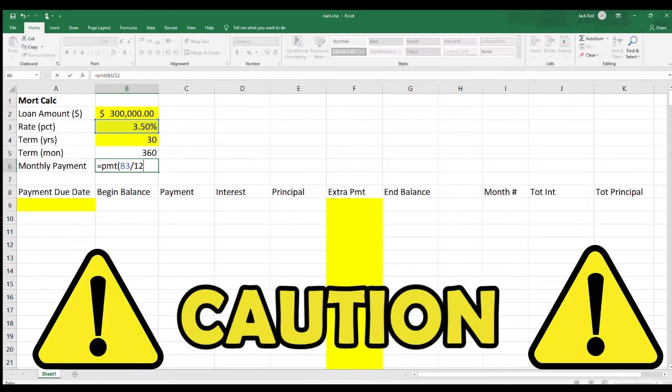Be very, very careful. This works for US mortgages. I don't know if it works for mortgages outside the US. And I know there are other types of loans where the compounding works differently and you can't just divide by 12. So again, be careful. This works for US mortgages. I can't guarantee it for anything else.